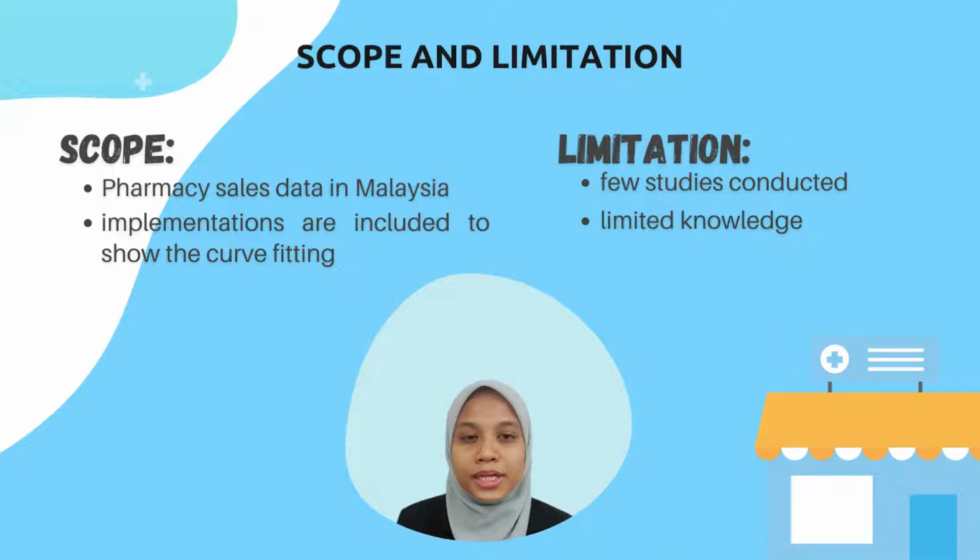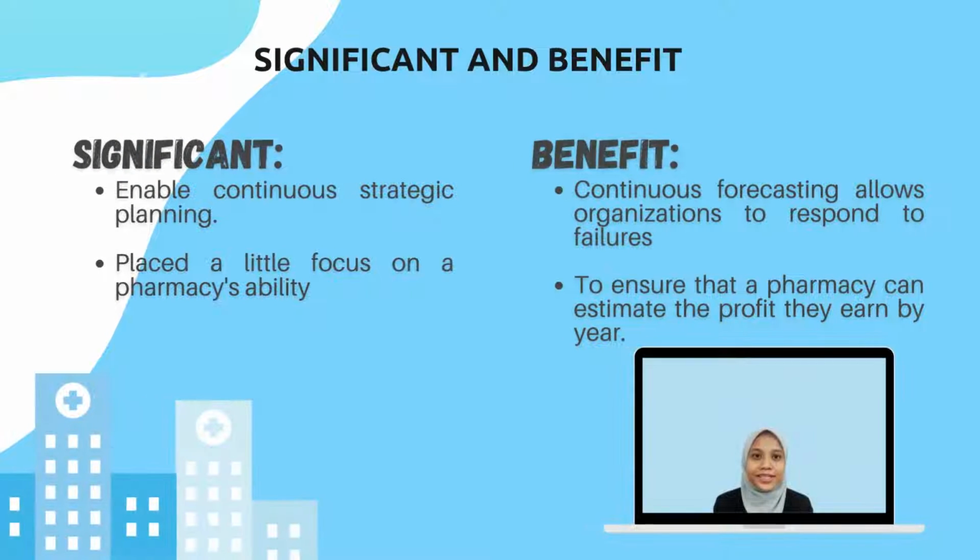By using MATLAB, Minitab, and Microsoft Excel, implementations are included to show the curve fitting. The limitation of the study is there were only a few studies conducted on the same topic. The limitation contributes to our limited knowledge about pharmacy sales. For significance, predicting sales of pharmacy for the next 5 years enables continuous strategic planning. This research puts some focus on the pharmacy's ability to handle sales changes according to new scenarios such as COVID-19 or inflation. And for the benefit of the research, continuous forecasting allows organizations to respond to failures that are exponentially reduced to today's market rate.